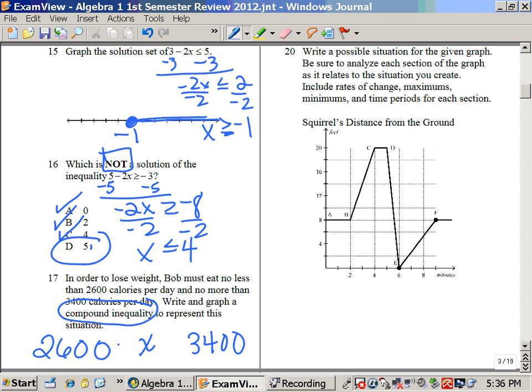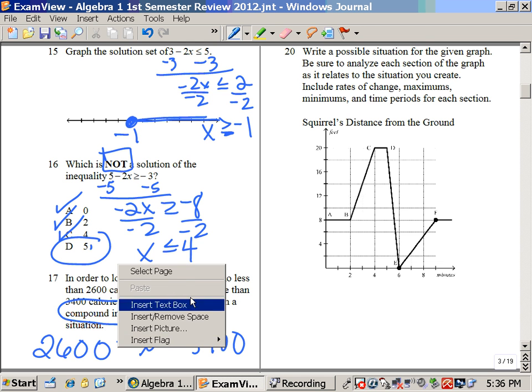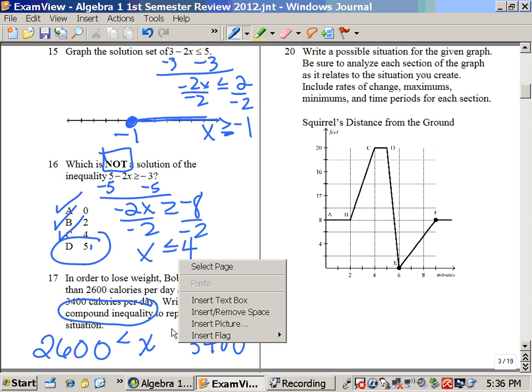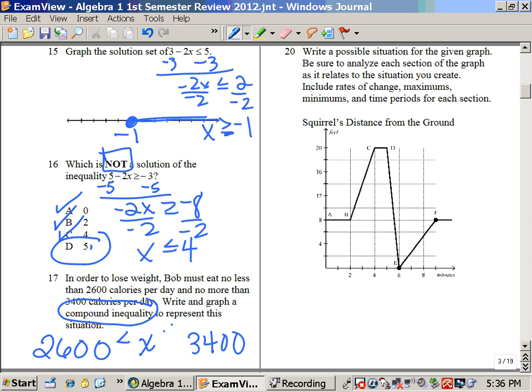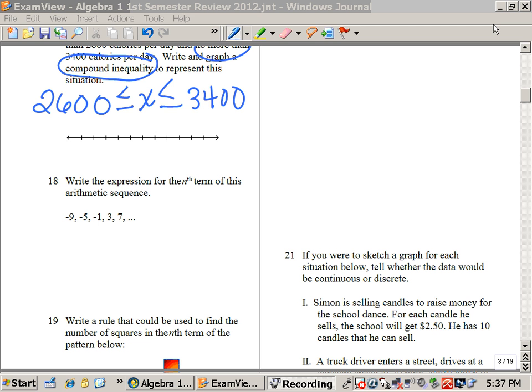I'm going to put x in the middle. Remember that the signs are both supposed to go the same direction. I don't know why that keeps doing that. And since it says no less than and no more than, we are going to equal that. Don't you love how sometimes things just change on the screen?